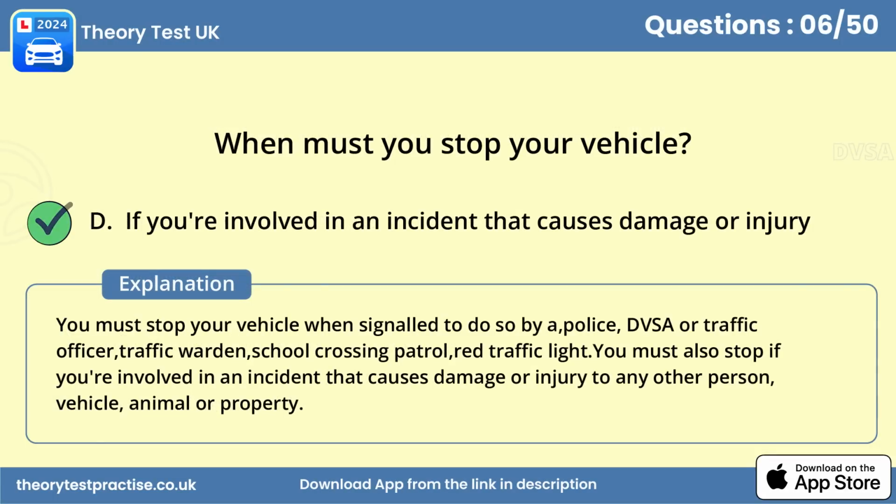You must stop your vehicle when signaled to do so by a police, DVSA or traffic officer, traffic warden, school crossing patrol, red traffic light. You must also stop if you're involved in an incident that causes damage or injury to any other person, vehicle, animal or property.